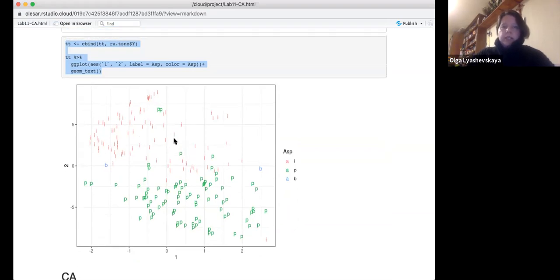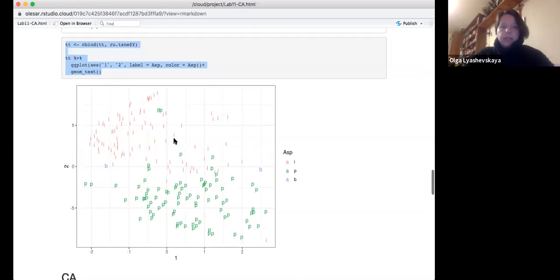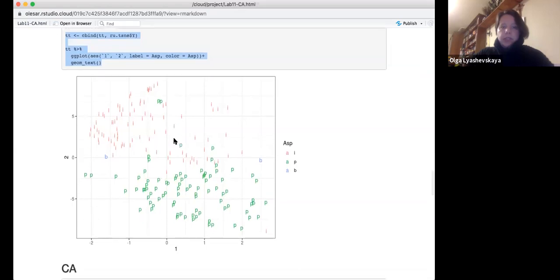Okay, so let me go back to this slide with the T-SNE visualization. And my second question to you is, could you see some picture here? How would you interpret this data? Just remember that I is for imperfective verbs, P is for perfective verbs, несовершенный вид and совершенный вид. And B is for biaspectual verbs.